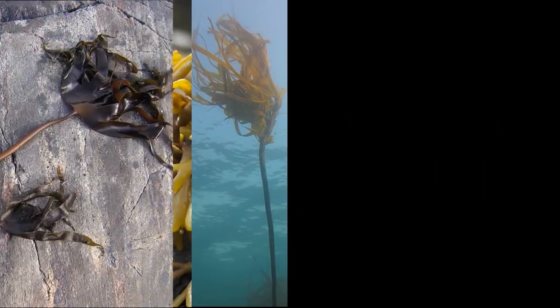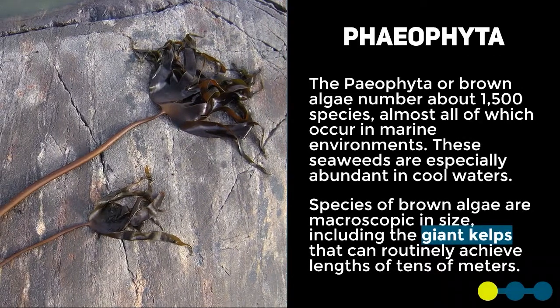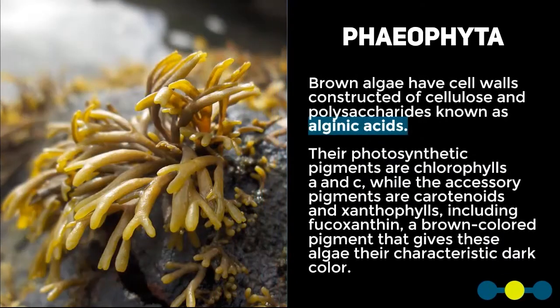Phaeophyta. The Phaeophyta or brown algae number about 1,500 species, almost all of which occur in marine environments. These seaweeds are especially abundant in cool waters. Species of brown algae are macroscopic in size, including the giant kelps that can routinely achieve lengths of tens of meters. Brown algae have cell walls constructed of cellulose and polysaccharides known as alginic acids.